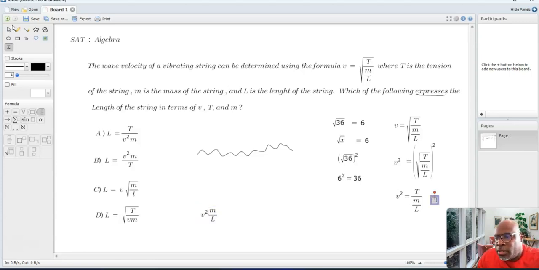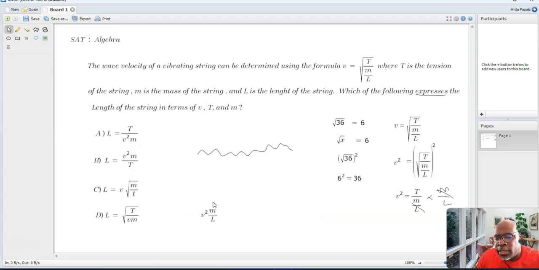Right, so there it is. Let me show you quickly. If you multiply this by ml, what you have left is this cancelling out this. So what you're going to end up with is this. Let me just do it quickly. We end up with v squared m over L equal to t.